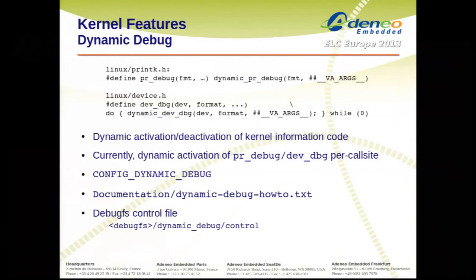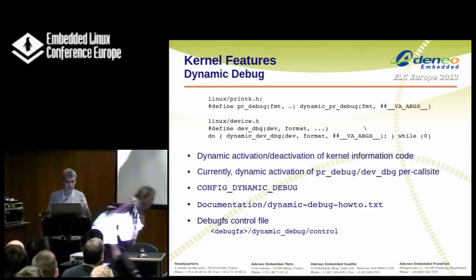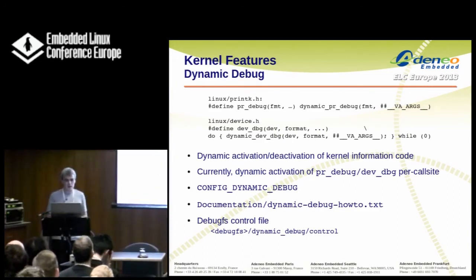DebugFS is important because it is used by a lot of other kernel debugging features and by a lot of tools, and it serves as an interface to configure traces and things like that.